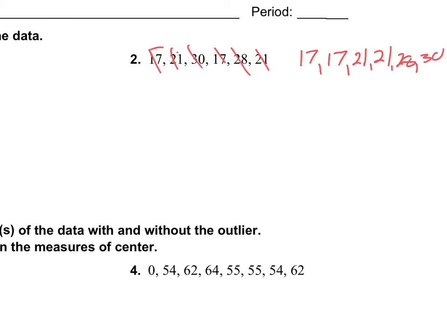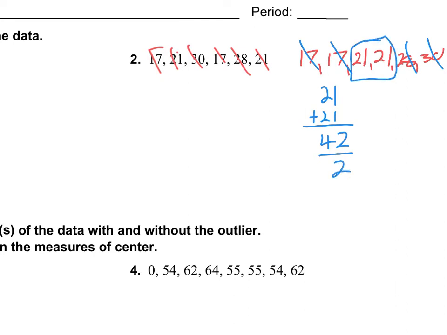Okay, so median. Again, we're going to cross them off till we get to the middle. Cross off, cross off. Uh-oh. There's 2 in the middle. What do we do? Well, we're going to go 21 plus 21, which is 42. And then we're going to divide by 2 because there's 2 numbers right there. And that gives us 21. So 21 is our median.